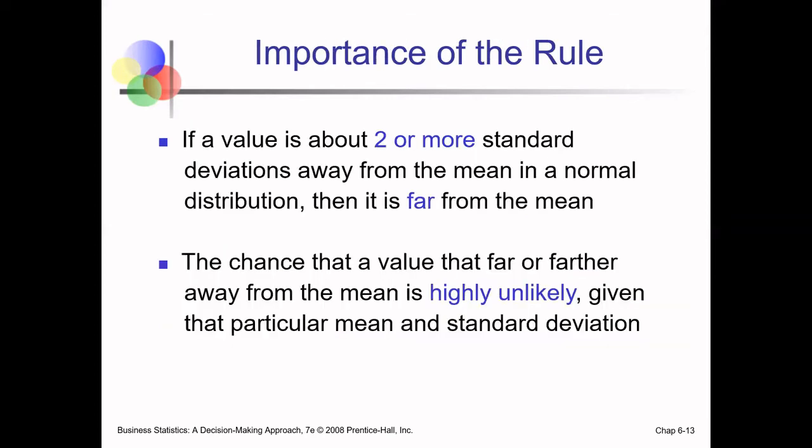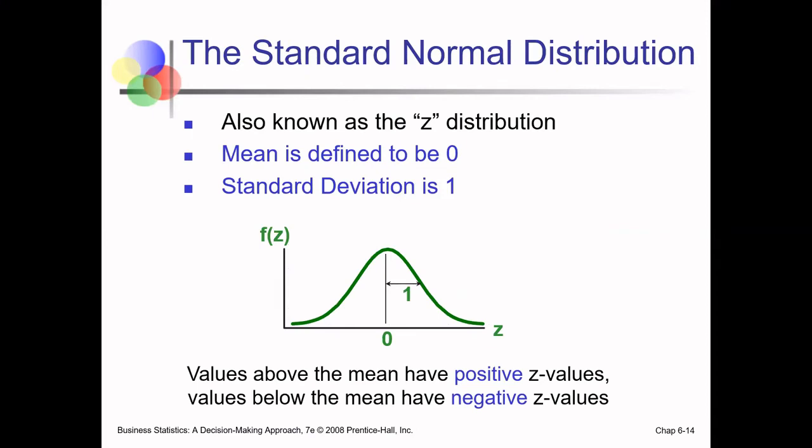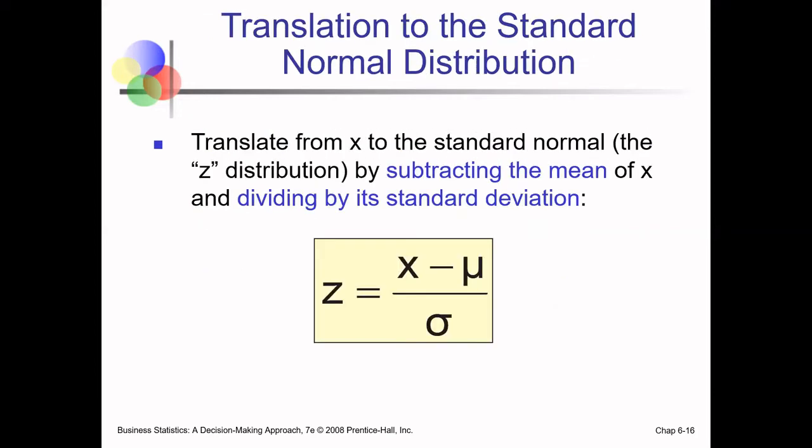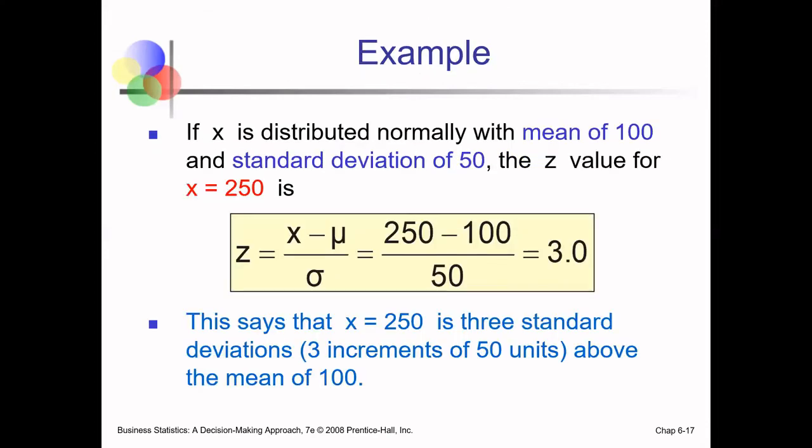So next step is the important standardized normal distribution. In standard normal distribution, we check that mean is 0 and the standard deviation is 1. The formula is z is equal to x minus mu divided by sigma. Mu is the population mean and sigma is standard deviation of population. And if we have a mean of 100 and standard deviation of 50 and x is 250, you will get the answer 3.